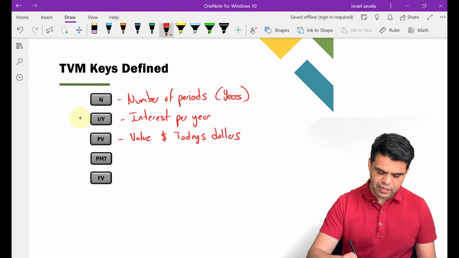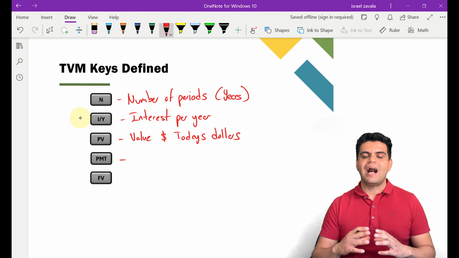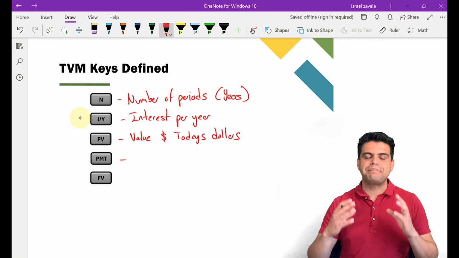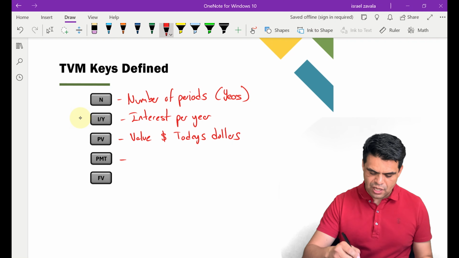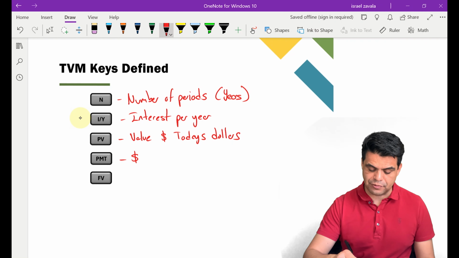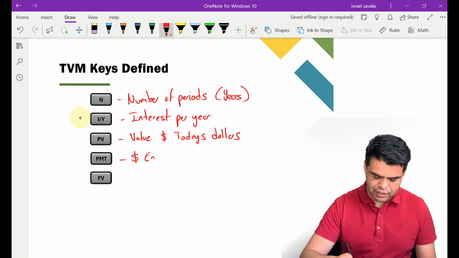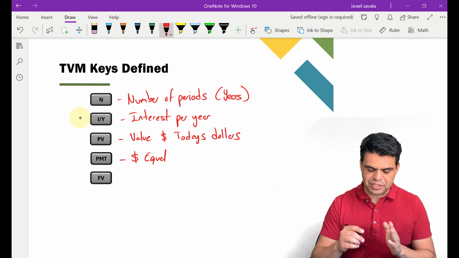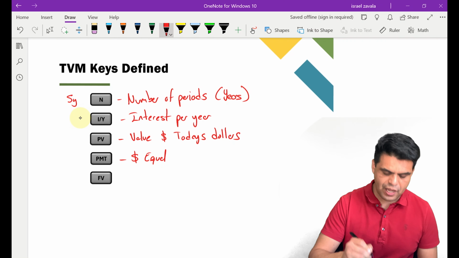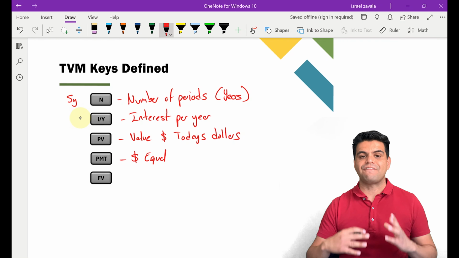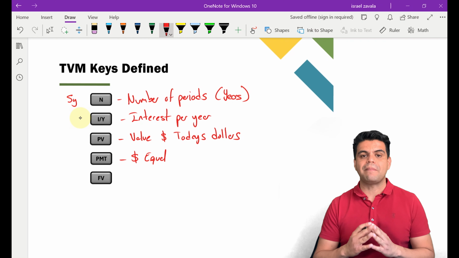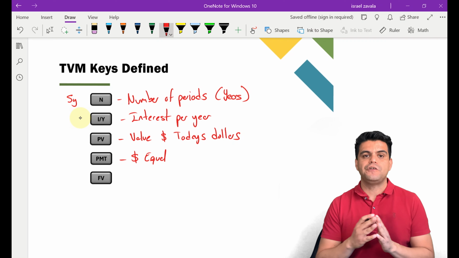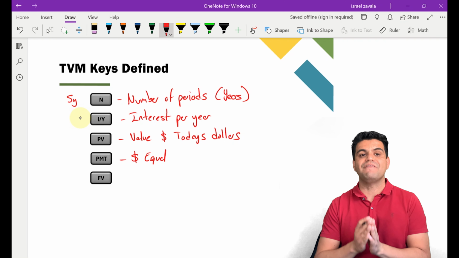And then we have payments. Now, payments, I define very specifically. They are equal, periodic, and finite. Of course, they're a dollar amount. When I say that they are equal, payments happen. So for example, let's say you set N to 5 years. That means you're going to get 5 payments. These payments must be equal. When you put in, for example, 1,000 into payment, you're going to get 5 equal payments of 1,000.